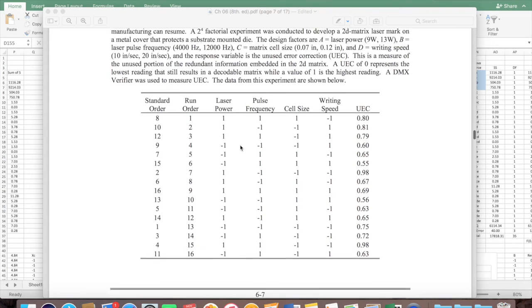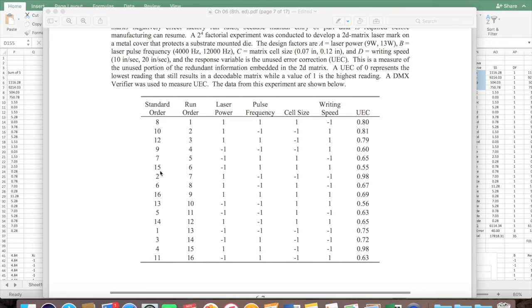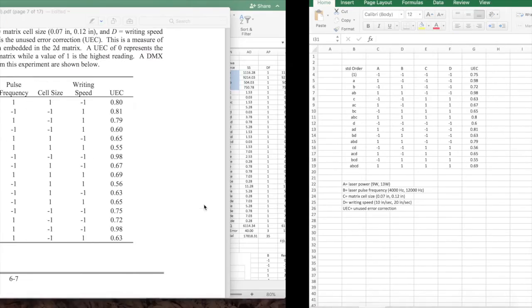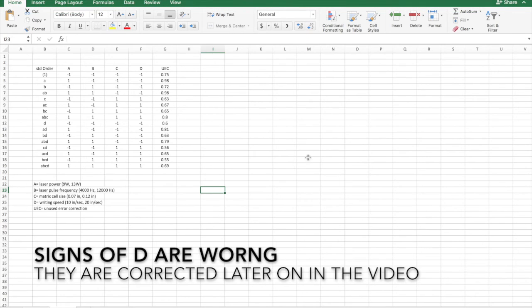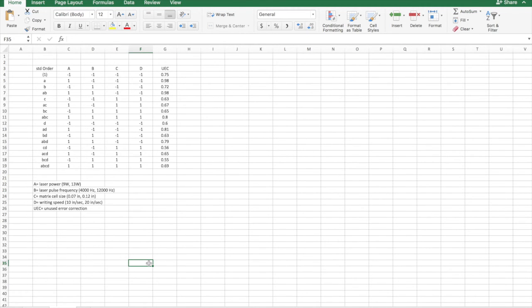This data is not in order, it's in standard order, 1, 2, 3, 4. So we need to order that and then copy it to Excel. So here is the Excel. Now, this is an unreplicated problem, so we need to make a Daniel's test first to see which factors appear to be important. So we're going to add as many columns as factors we have. In this case we have 4 factors, so we add 4 columns.